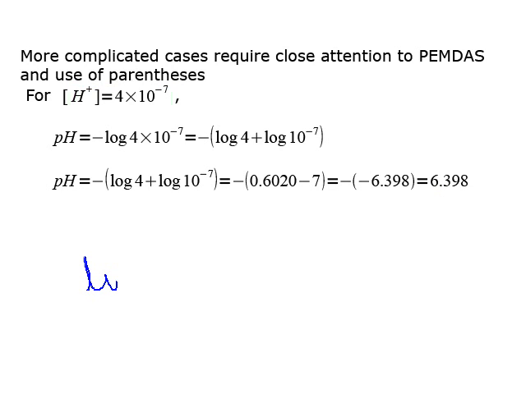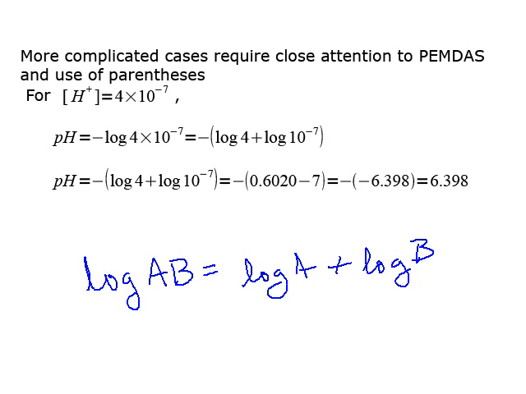Okay. Here's the rule for logarithms. If I have two numbers, I'll call them a and b, multiplied together, that can be broken out as the log of a plus the log of b. So when we have the log of 4 times 10 to the -7, we can break that out as the log of 4 plus the log of 10 to the -7.